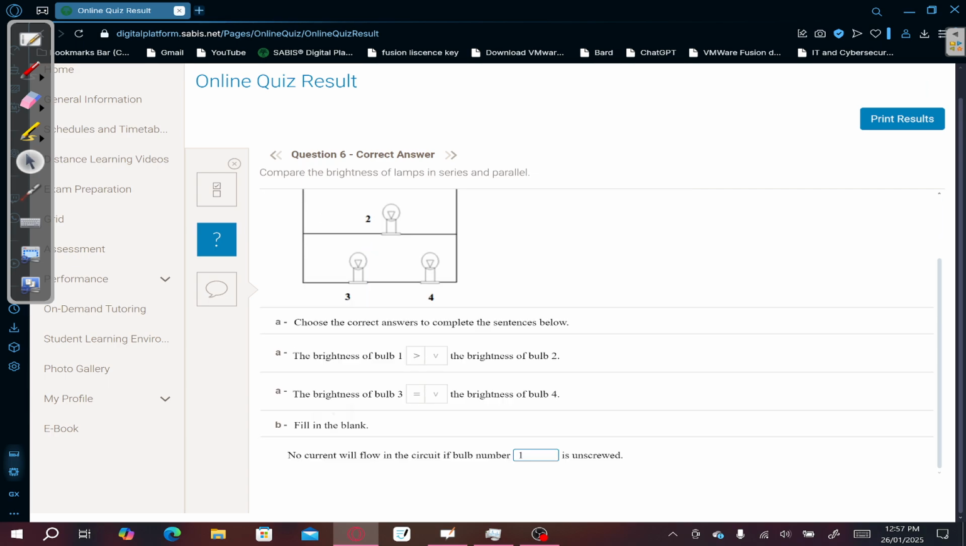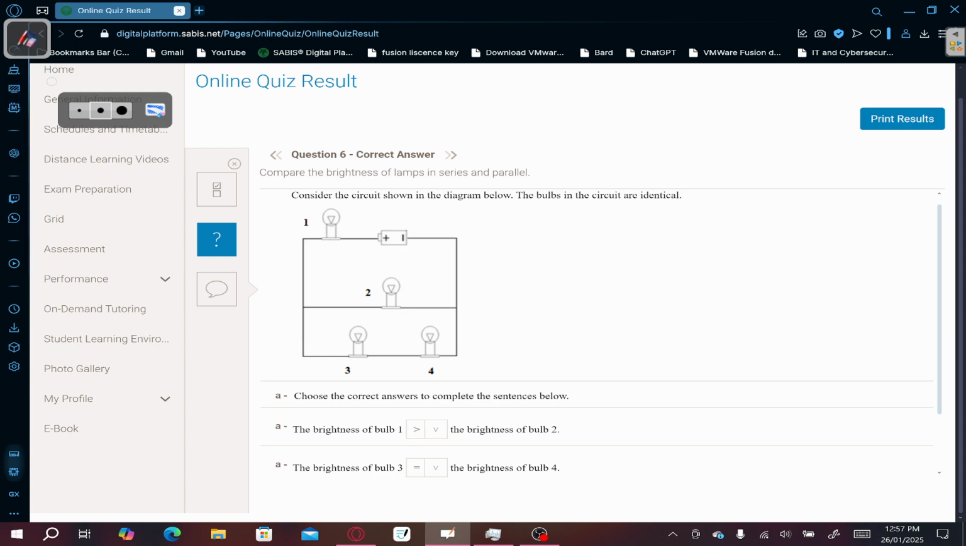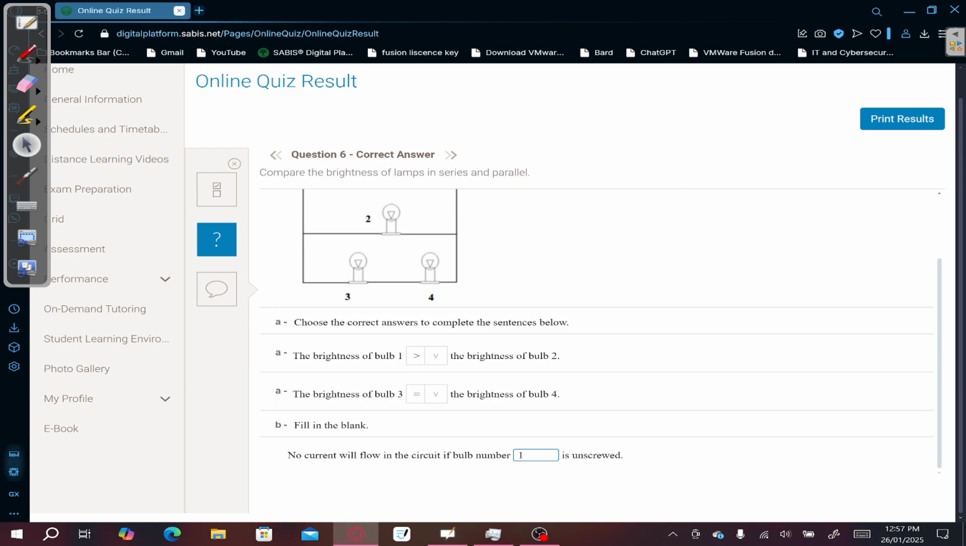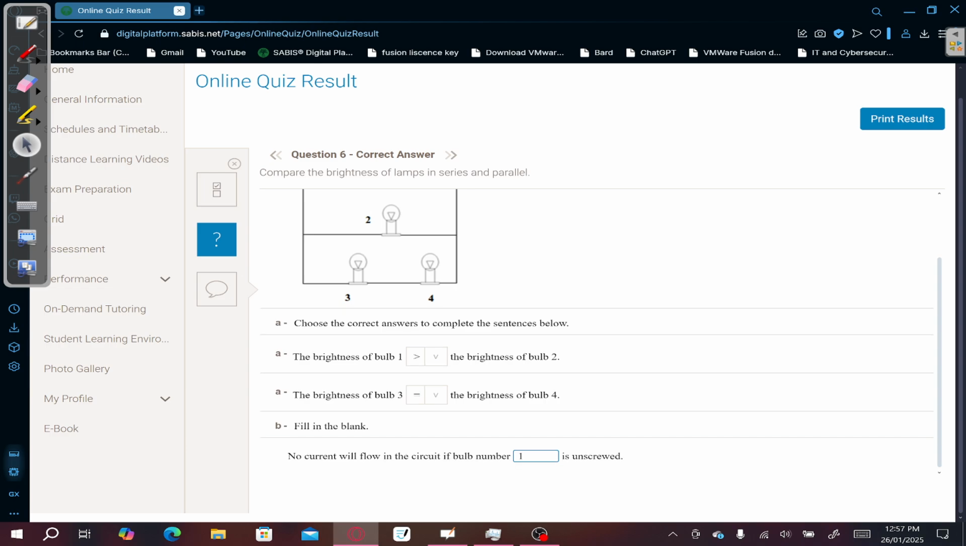Okay, compare the brightness of lamps in series and parallel. This is very easy. If anything, I should skip it, but yallah. Obviously, now common sense. Here, this gets more voltage and more current than this light bulb here. This is receiving more of everything really than bulb 2, right? So it's obviously going to be brighter. Now, bulb 3 and 4 are connected in series, so they're going to be the same brightness.